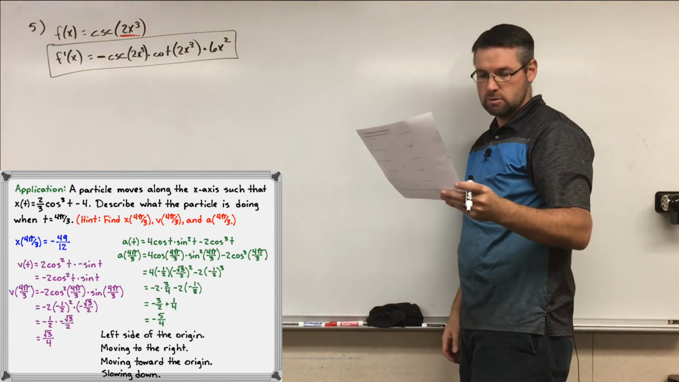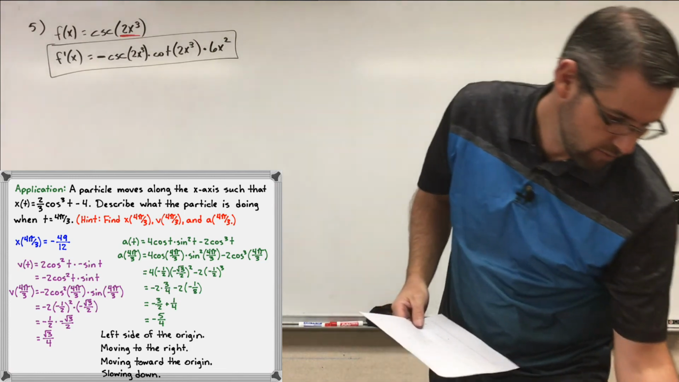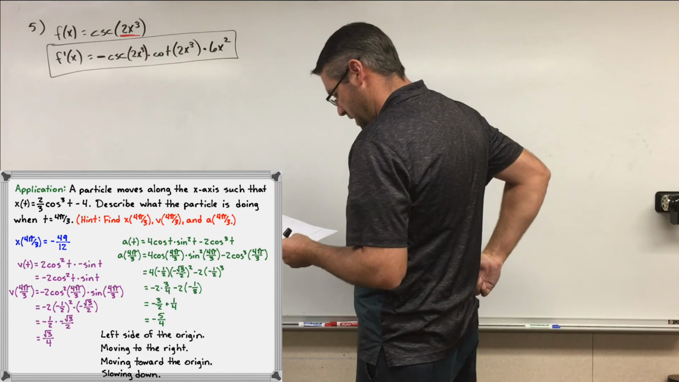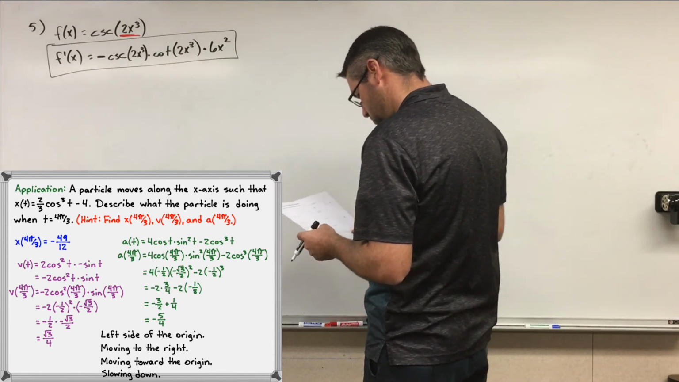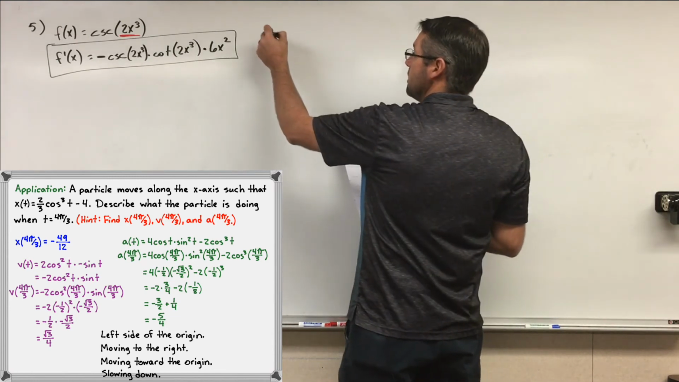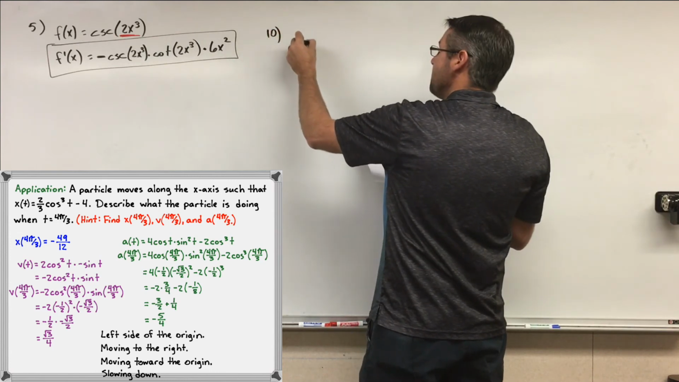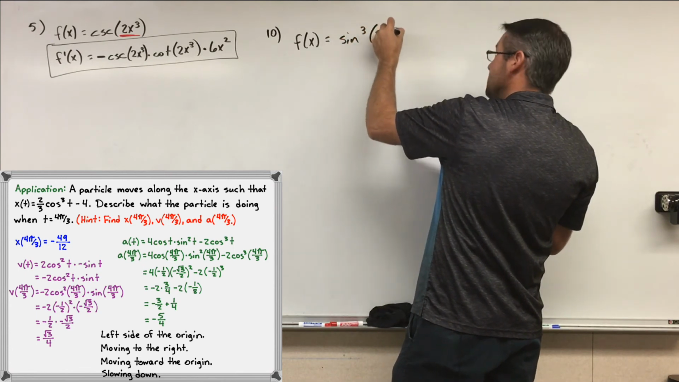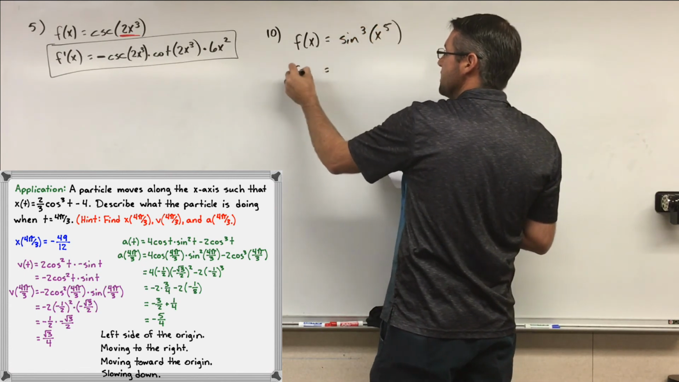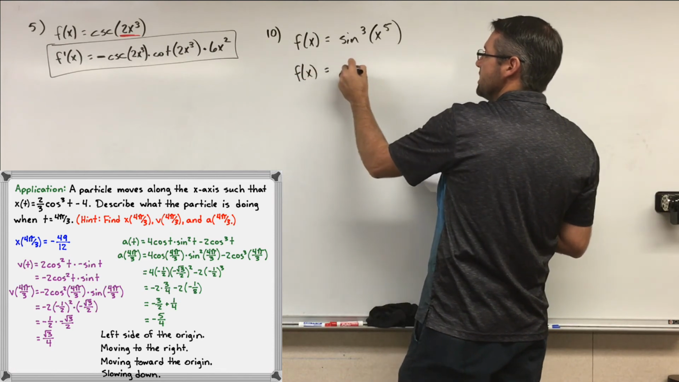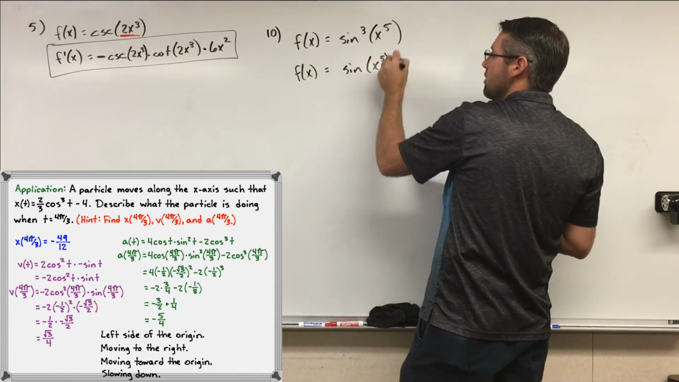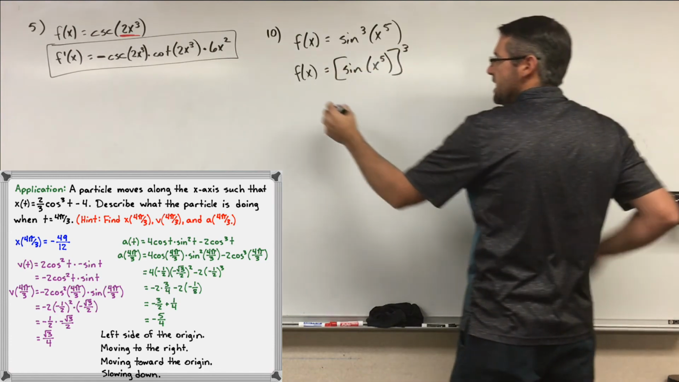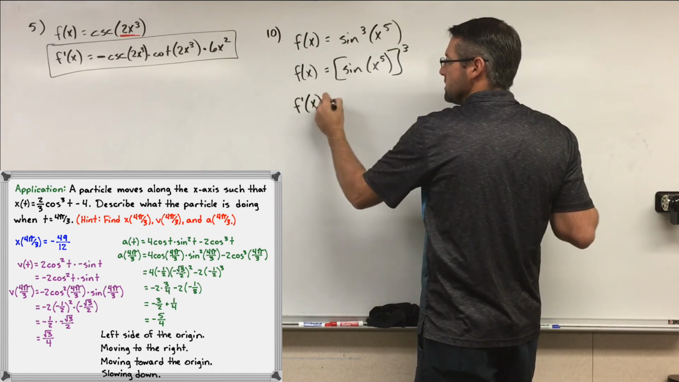What else? What else do we have here? Let's go ahead and look at, how about we do number 10. Number 10 is a good one. F of x equals sine cubed of x to the 5th. And so we can rewrite this, first off, by saying sine x to the 5th, all raised to the 3rd power. And then taking the derivative of this, we recognize the composition.